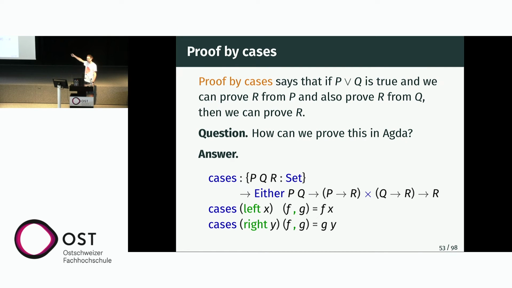And so the way we're proving it now is, we pattern match on the proof of either P or Q, right? And so we have two cases to deal with. Either P is true, then we apply the first function, or Q is true, and then we apply the second function. So here we're using pattern matching in order to prove something by cases.